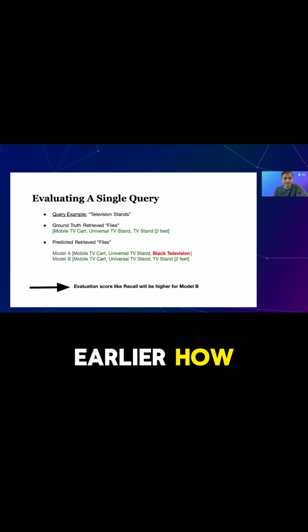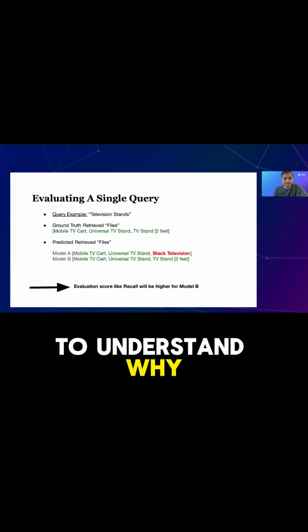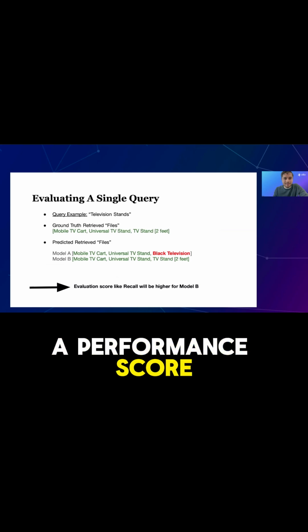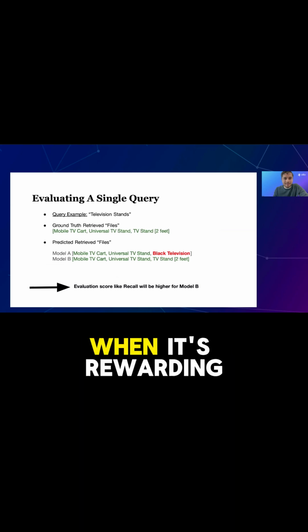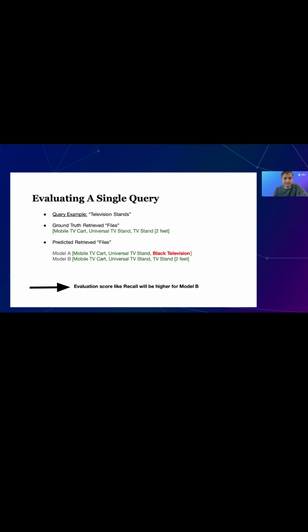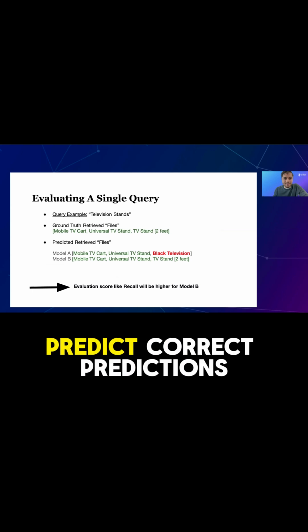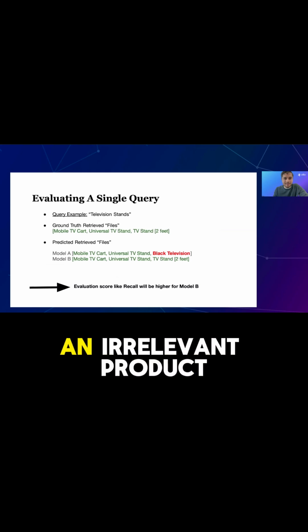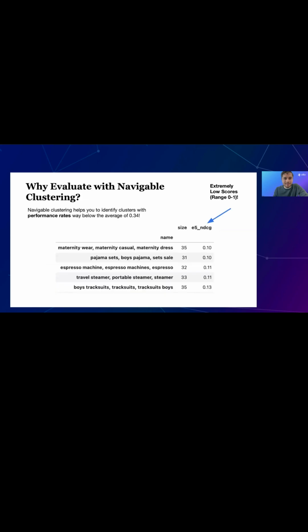We talked a bit earlier about how, if you looked at a single query and you wanted to understand why the performance score took the value that it did, a performance score, for example, will be higher when it's rewarding correct predictions. So here, model B gets more correct predictions. It's just a general notion. It had a higher score than model A, which incorrectly predicted an irrelevant product for this goal.